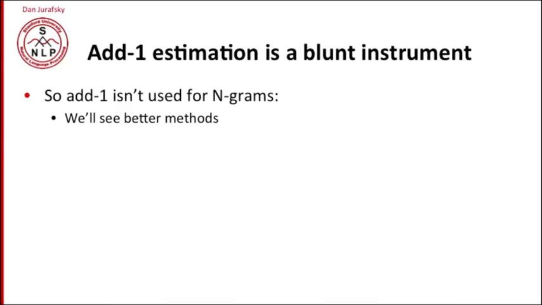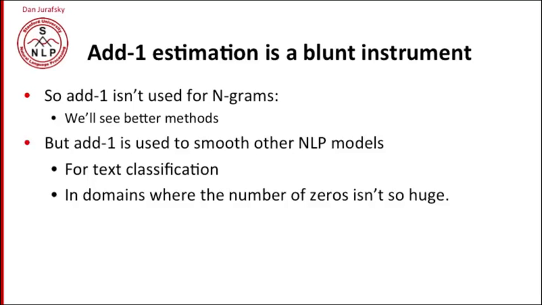It makes very big changes in the counts in order to get the probability mass to assign to this massive number of zeros. And so in practice, we don't actually use add-1 smoothing for n-grams. We'll have better methods. We do use add-1 smoothing for other kinds of natural language processing models. So add-1 smoothing, for example, is used in text classification or in similar kinds of domains where the number of zeros isn't so enormous.